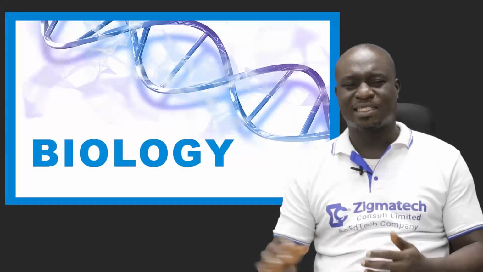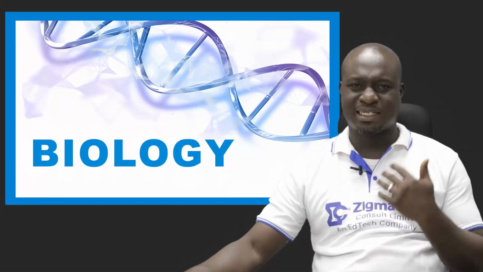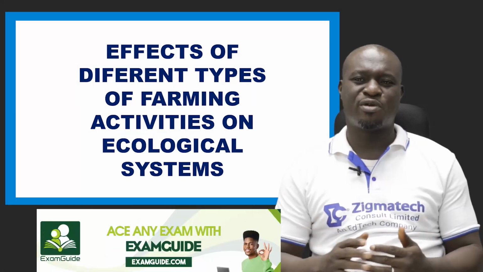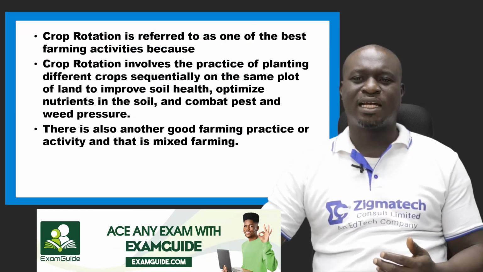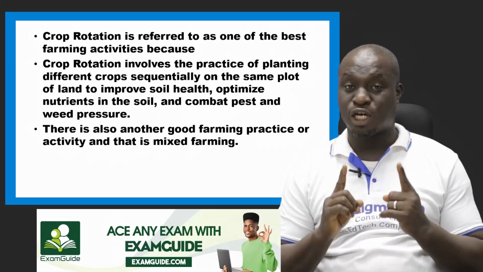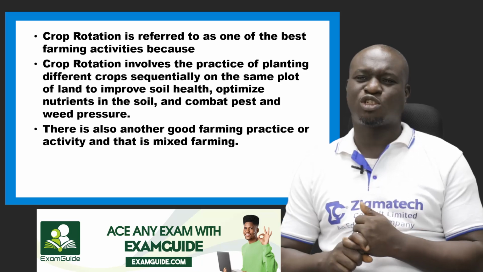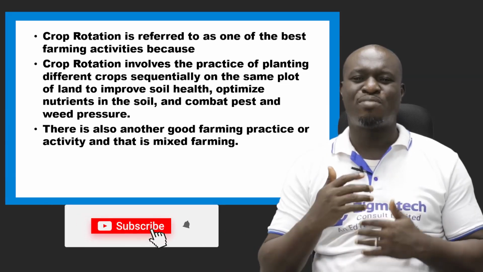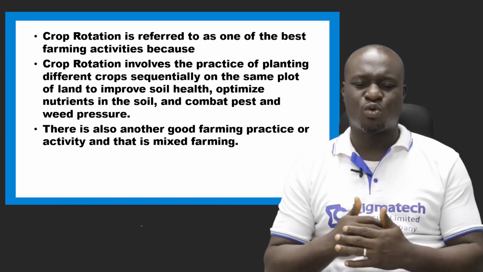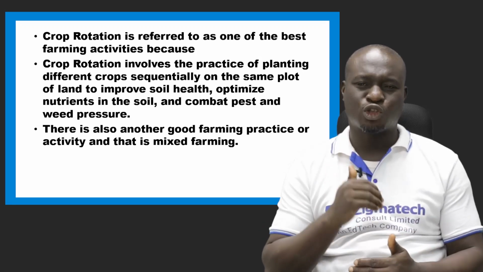So the question again is, why is crop rotation, which is one of the farming activities, usually regarded as the best farming activity? Now, I want you to understand something very important, and that is that crop rotation is referred to as the best farming activity because crop rotation actually involves the practice of planting different crops sequentially, that is, on the same plot of land.